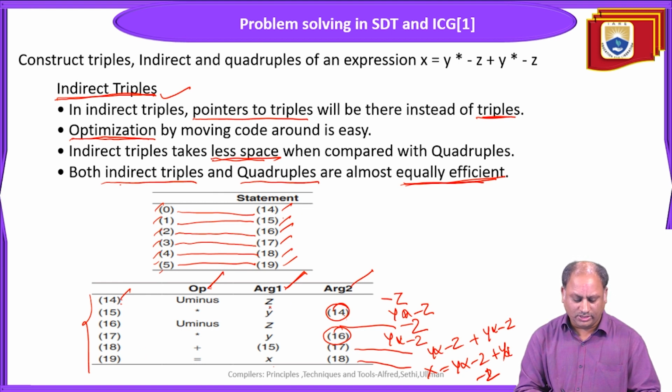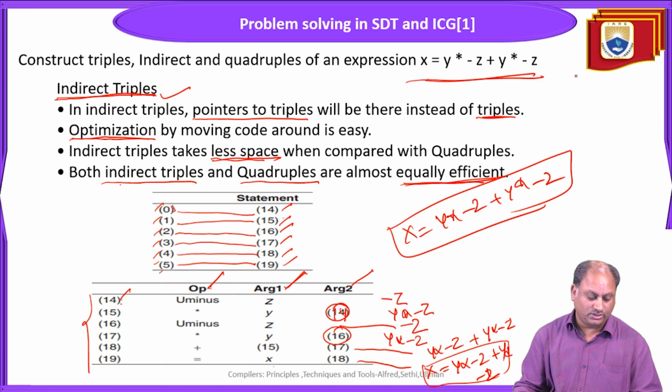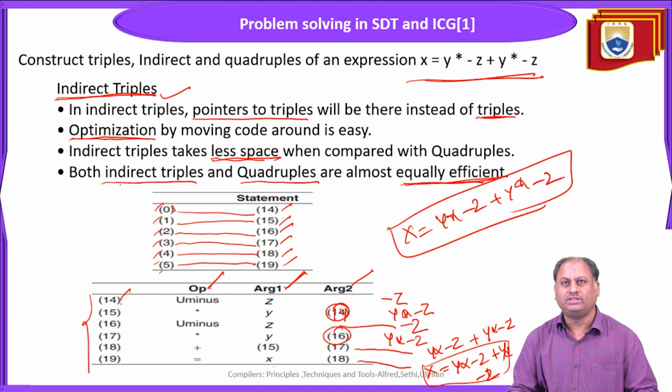So this can be represented statement number wise. For each statement, we are going to write that reference with the corresponding one. So instead of 14 where 0 appears, we are going to write 14, 16, 15 like this. And then we get the final x equal to y star minus z plus y star minus z. So this is the final representation which is used for the notation of this indirect triple representation.